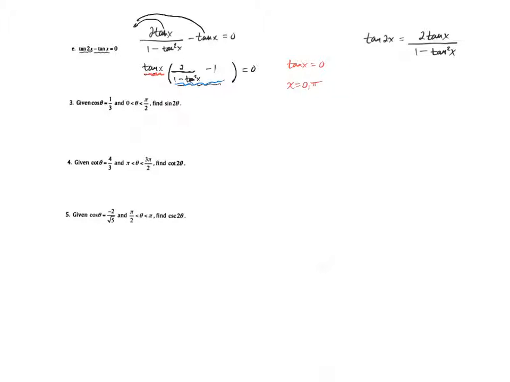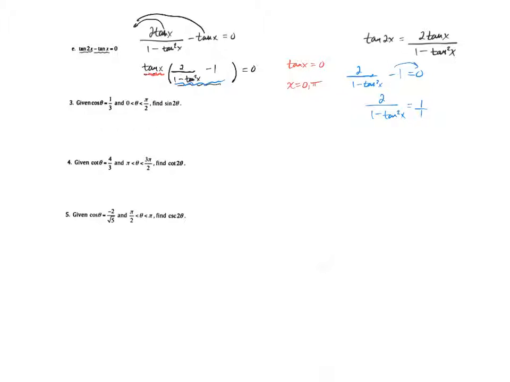This factor is a little bit more complicated. We've got 2 over 1 minus tangent squared of x, minus 1, has to equal 0. So the algebra on this, just kind of follow along. I think what I want to do is put this 1 over to the other side, and we get 2 over 1 minus tangent squared is equal to 1.